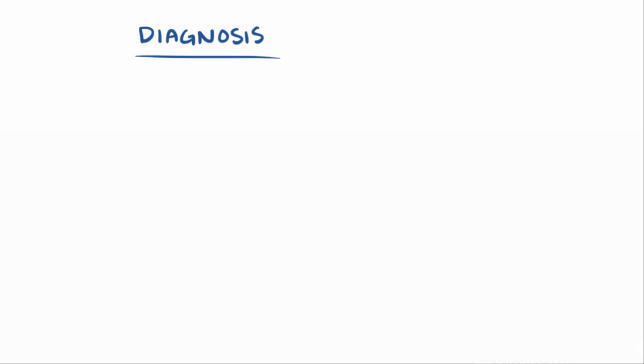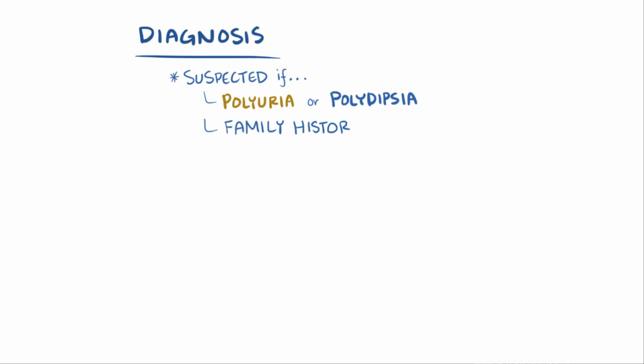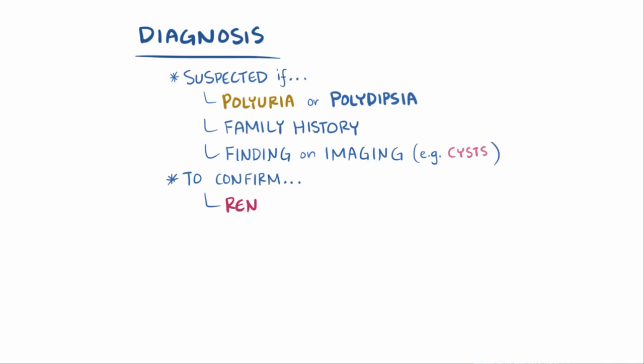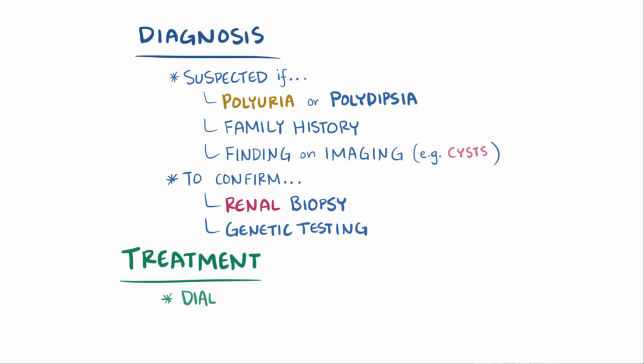For diagnosis, nephronophthisis and medullary cystic kidney disease might be suspected when an individual has polyuria or polydipsia as an early symptom, or if there's a family history of the disease, or if there's a finding on imaging like kidney cysts. To confirm the diagnosis, a renal biopsy or genetic testing can be done. And based on the severity of the disease, treatment primarily involves dialysis and kidney transplant.